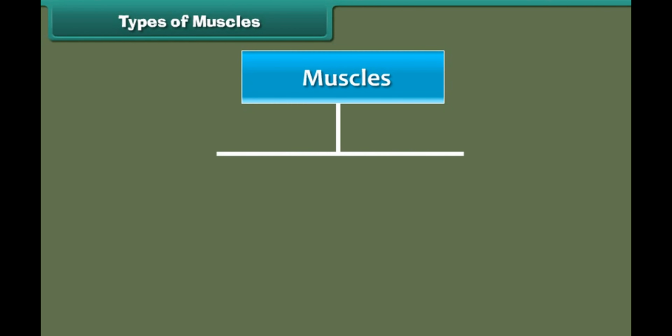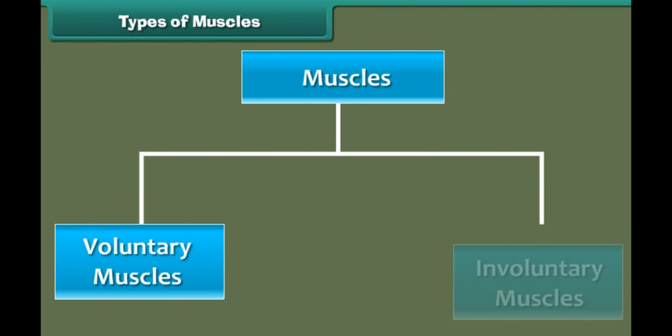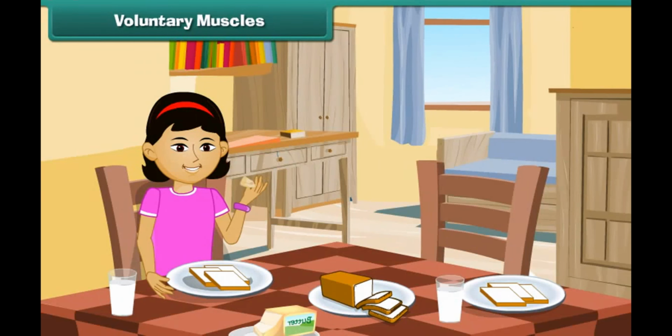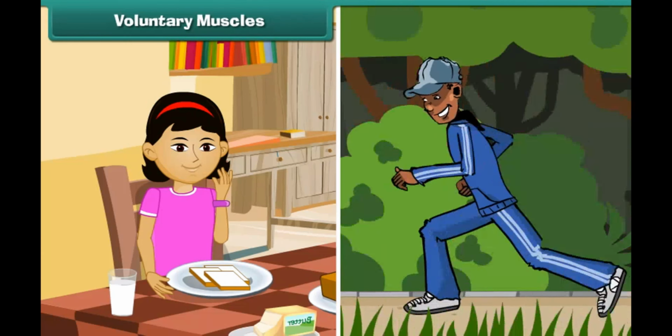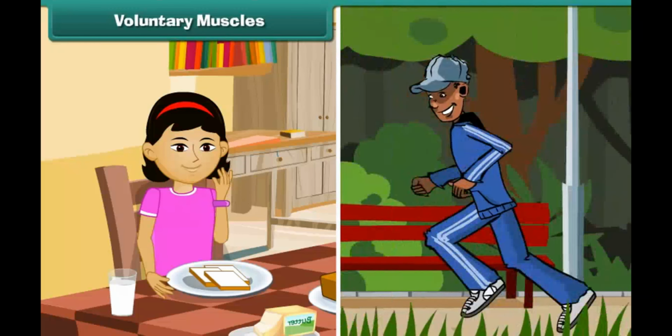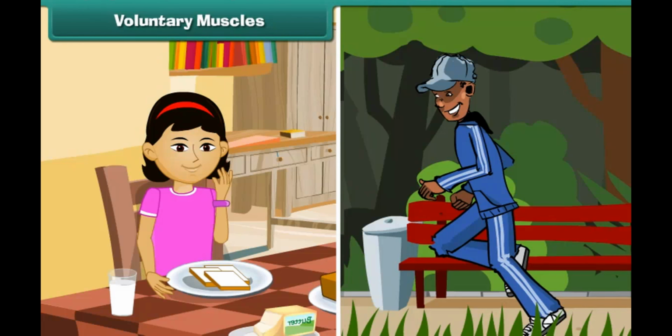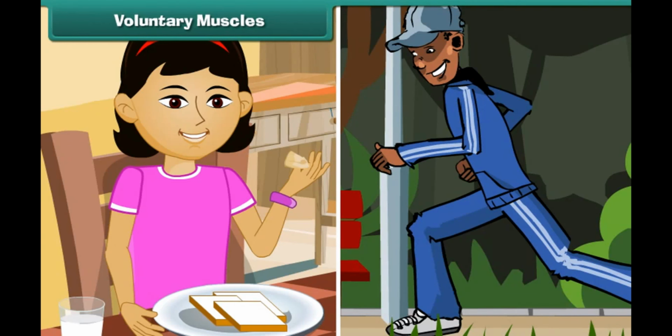According to the nature of their functions, muscles are of 2 types: voluntary muscles and involuntary muscles. Some actions are performed whenever we wish, like eating, walking, etc. We can start or stop these actions whenever we want. Muscles that carry out these actions according to our wishes or volition are called voluntary muscles. Movements brought about by voluntary muscles are called voluntary movements. Our arms and legs contain voluntary muscles.